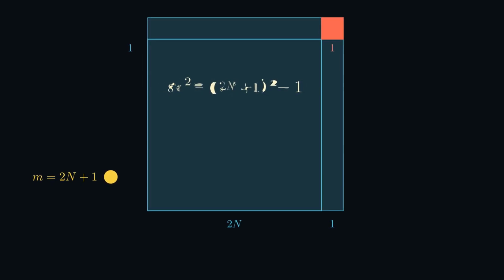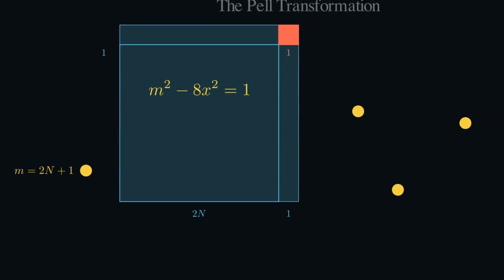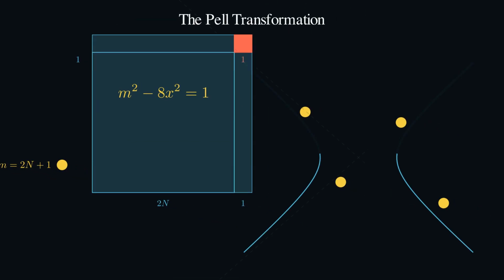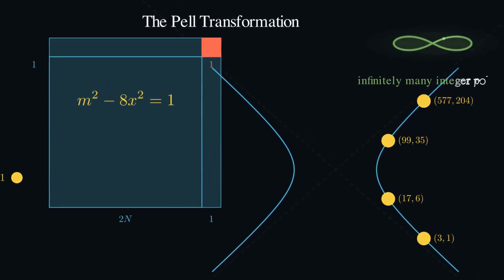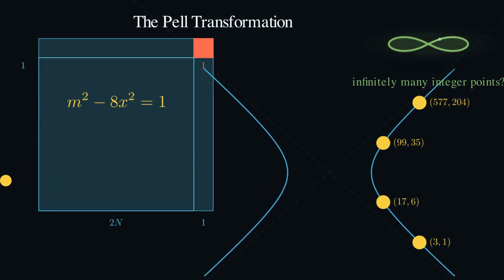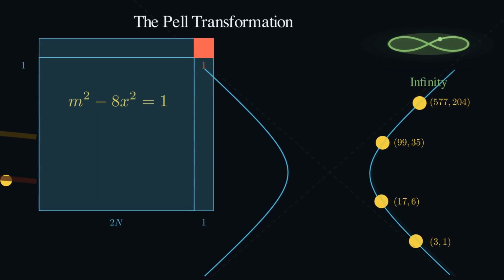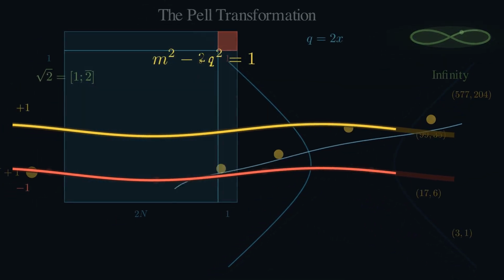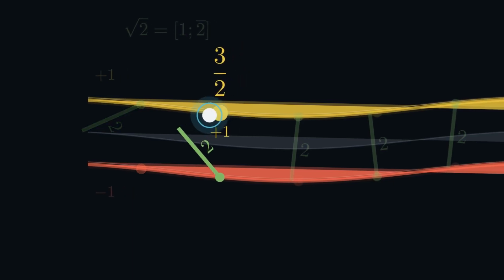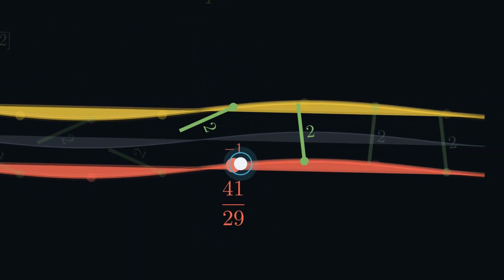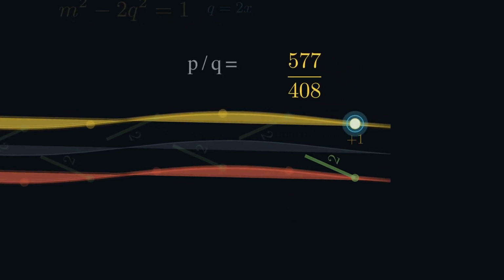Set m to 2n plus 1 and q to 2x, then m squared minus 2q squared equals 1. Balanced streets are now integer points on this Pell hyperbola, and suitable positive points convert back into streets. The curve has infinitely many real points, but we need a mechanism producing infinitely many integer ones. The Pell equation demands approximations m over q of exceptional accuracy to square root 2. Its continued fraction, 1 followed forever by 2's, supplies exactly such convergence.